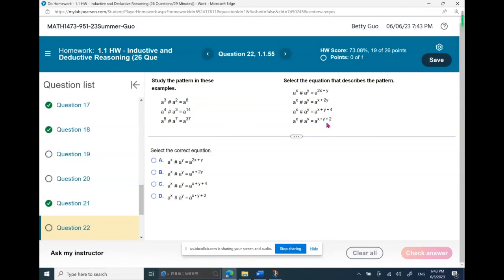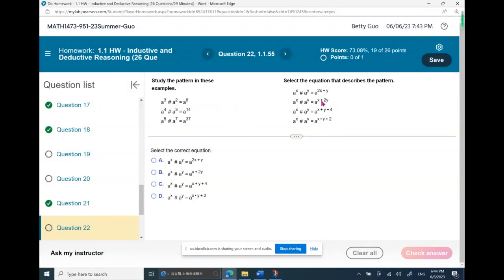Lucky us, it's a multiple choice question, so it's going to be easier. Let's see if it's this pattern. 3 times 2 is 6, 6 plus 2 is 8. 4 times 2 is 8, 8 plus 3 is 11. No, so A is wrong. This one doesn't work.